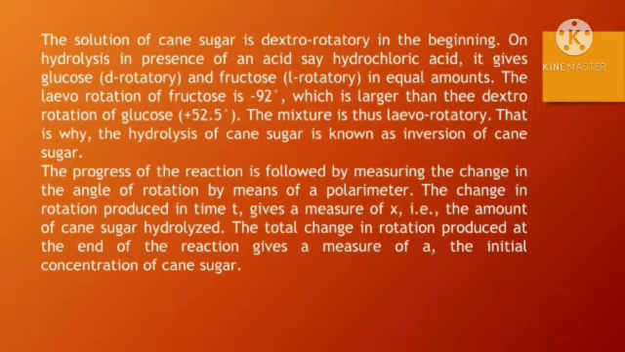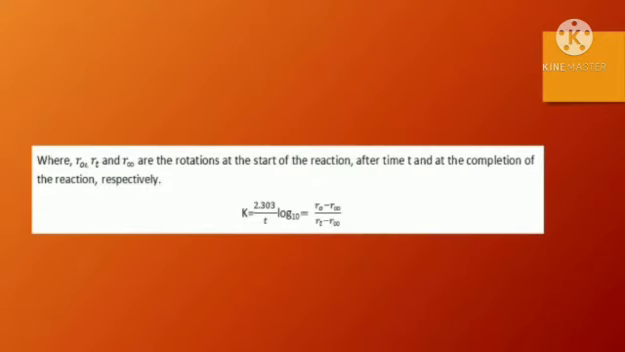The progress of the reaction is followed by measuring the change in the angle of rotation by means of a polarimeter. The change in rotation produced in time t gives a measure of x, that is, the amount of cane sugar hydrolyzed. The total change in the rotation produced at the end of the reaction gives a measure of a, the initial concentration of cane sugar, where R0, Rt, and R infinity are the rotation at the start of the reaction, after time t, and at the completion of the reaction respectively.